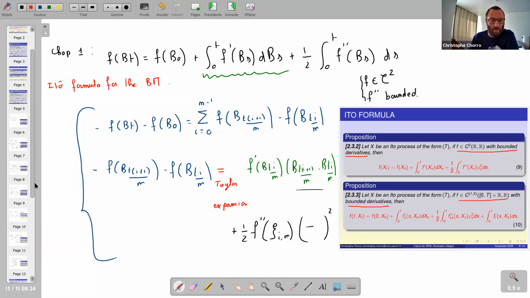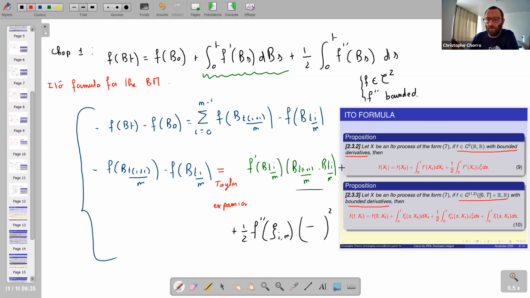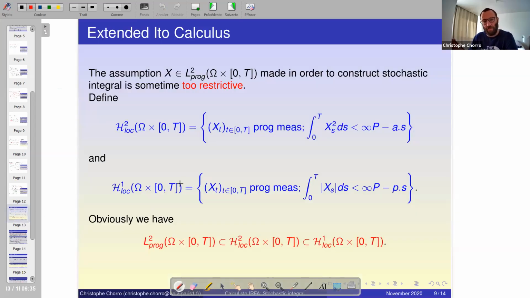So remind that what I want to do is to be able to relax the hypothesis of integrability in the Ito formula, because for the moment I need f of class C2 with bounded derivatives, something that is very restrictive. So we are going to introduce new spaces of stochastic processes. Keep in mind that I have defined the stochastic integral for an integrand in L2 prog.